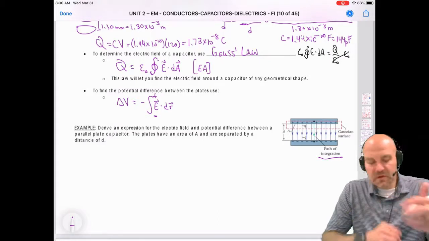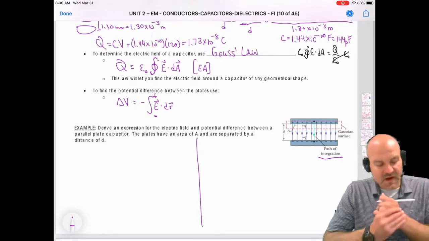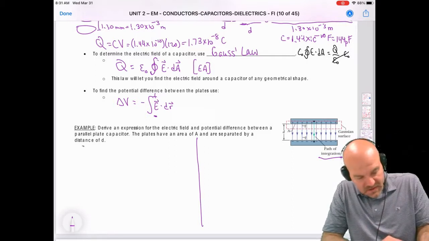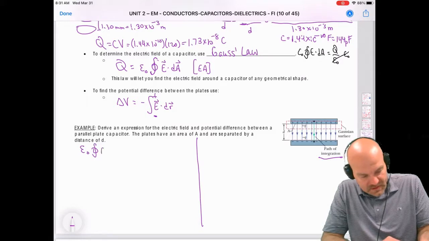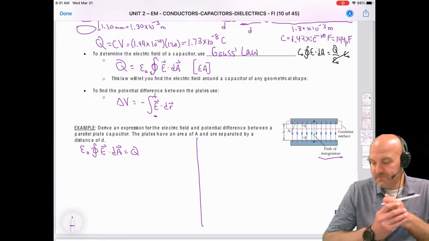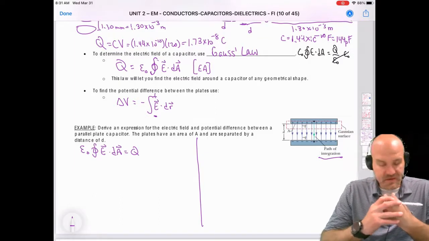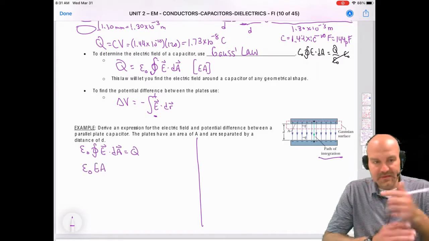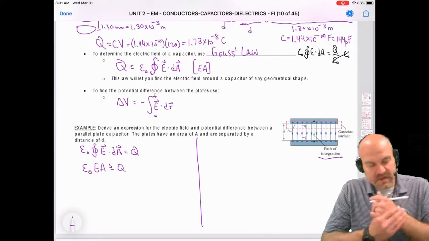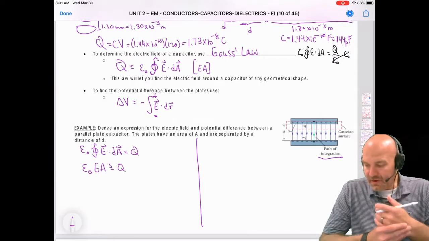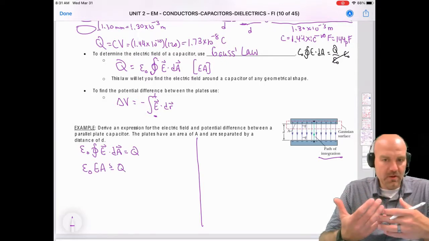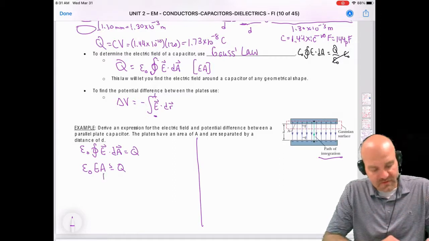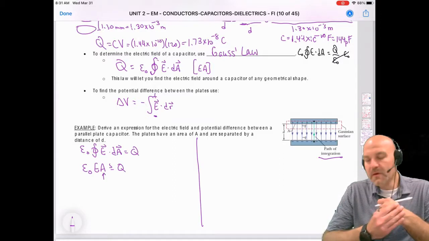First, let's find the E field. Epsilon naught times the surface integral of E dot dA is equal to Q enclosed. Don't be afraid of the integral, because it just breaks down to E times A, and that's equal to Q. If we have rectangular parallel plates or circular parallel plates, we can figure that out by plugging in that A.